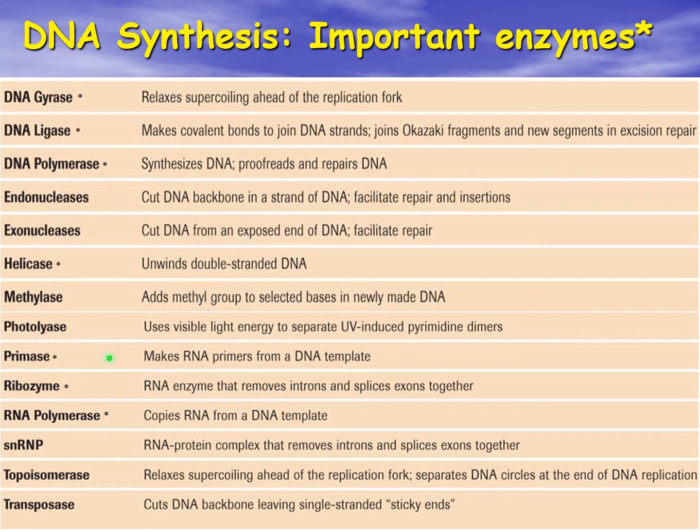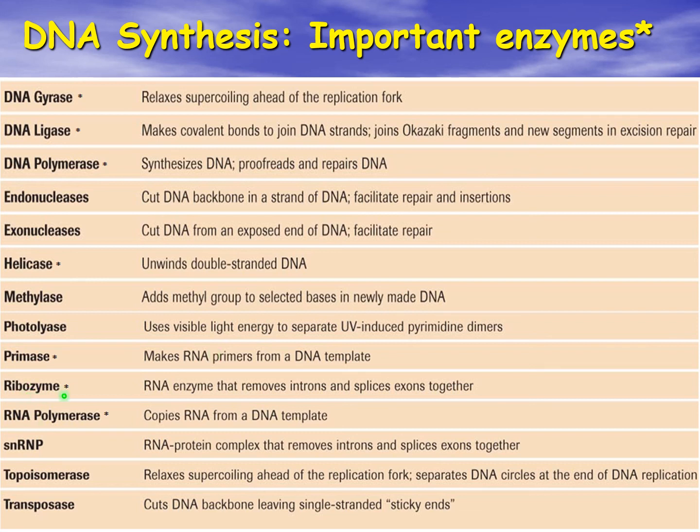RNA primase will make an RNA primer off of the DNA template. The reason that we need a short segment of RNA to start DNA synthesis is because DNA polymerase can only add nitrogenous bases to an already existing nucleic acid strand. So we start with RNA, and then the DNA polymerase binds and will actually then put down the DNA molecules. And the RNA primers will then be later cut out and replaced with DNA nucleotides.